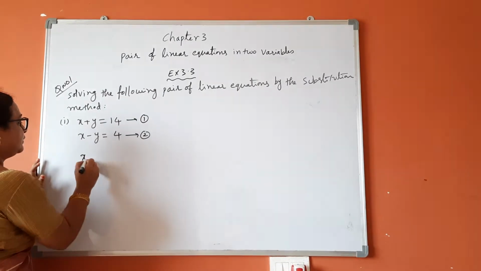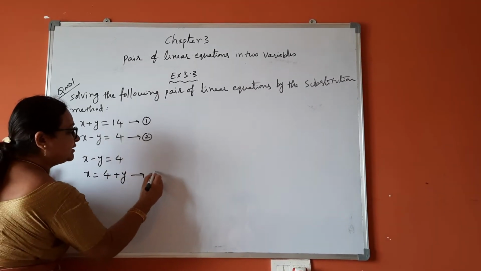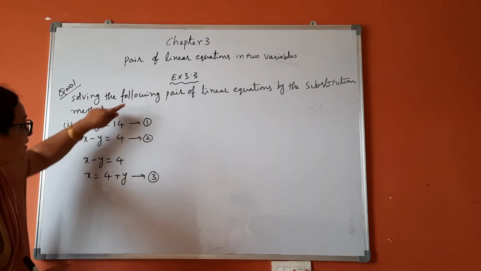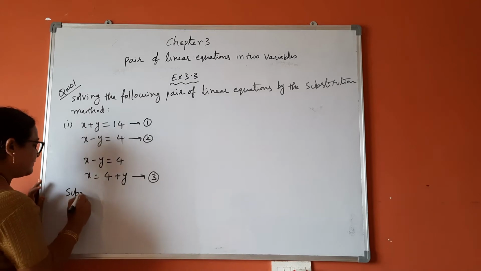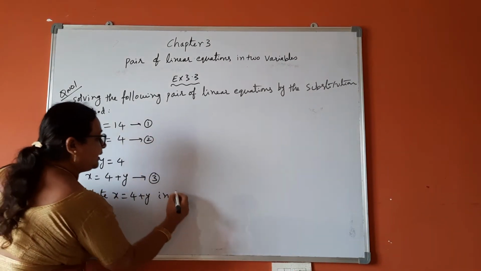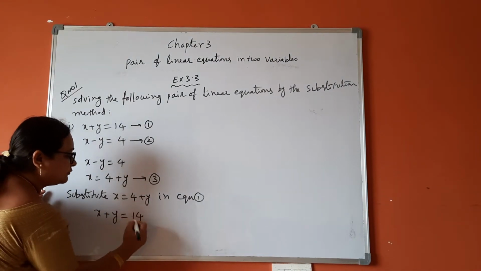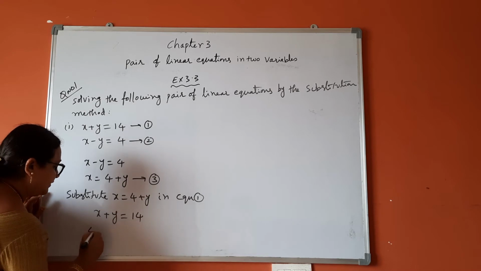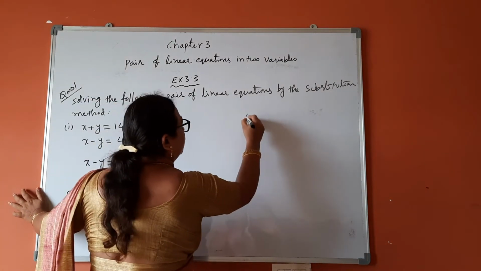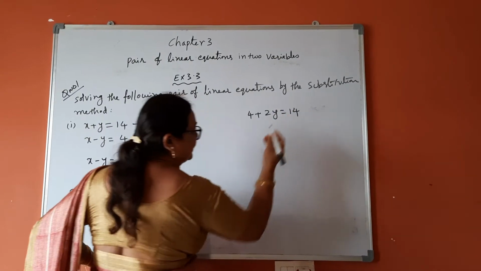From equation 2, if x minus y is equal to 4, x is equal to 4 plus y. This is our third equation. Now, we substitute the value of x in terms of y in equation 1. Substitute x is equal to 4 plus y in equation 1. What is equation 1? x plus y is equal to 14. Now x is equal to 4 plus y. So 4 plus y plus y is equal to 14. So 4 plus 2y is equal to 14.